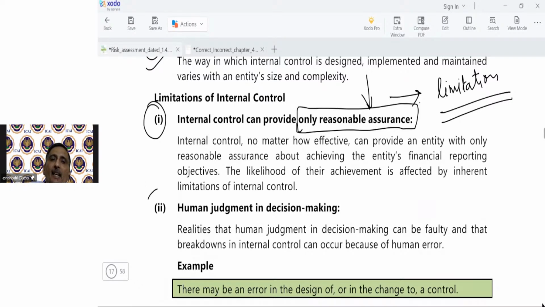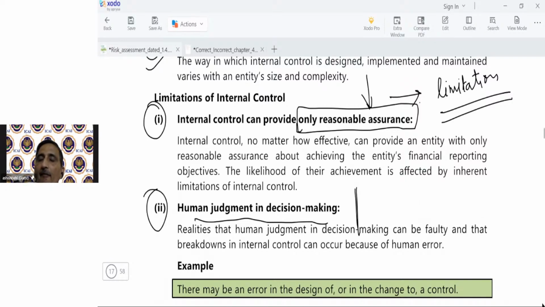Human judgment in decision making. Any control system is dependent upon people. People are very important. You have to get the work done through people. You have to make the people work for you. A business has to make the people work for them. So there is human judgment involved, and human judgment can be faulty. There can be genuine errors made by the employees of the company with no malafide intention. Or there may be a defect in the design of the control itself.